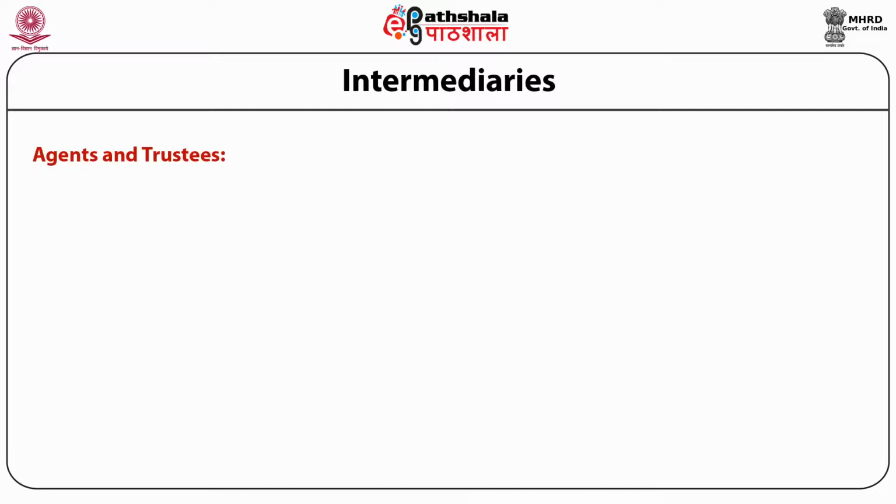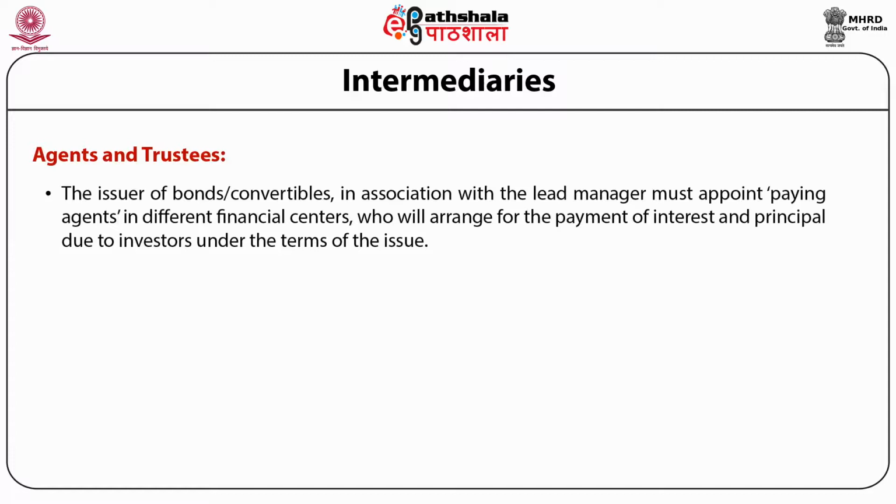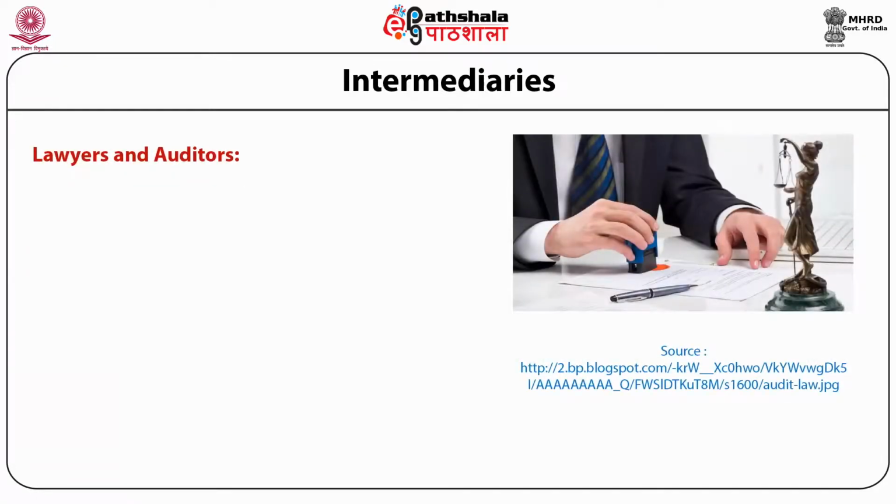Agents and trustees. These intermediaries are involved in the issue of bonds or convertibles. The issuer of bonds or convertibles, in association with the lead manager, must appoint paying agents in different financial centers who will arrange for the payment of interest and principal due to investors under the terms of the issue. These paying agents will be banks, lawyers, and auditors.